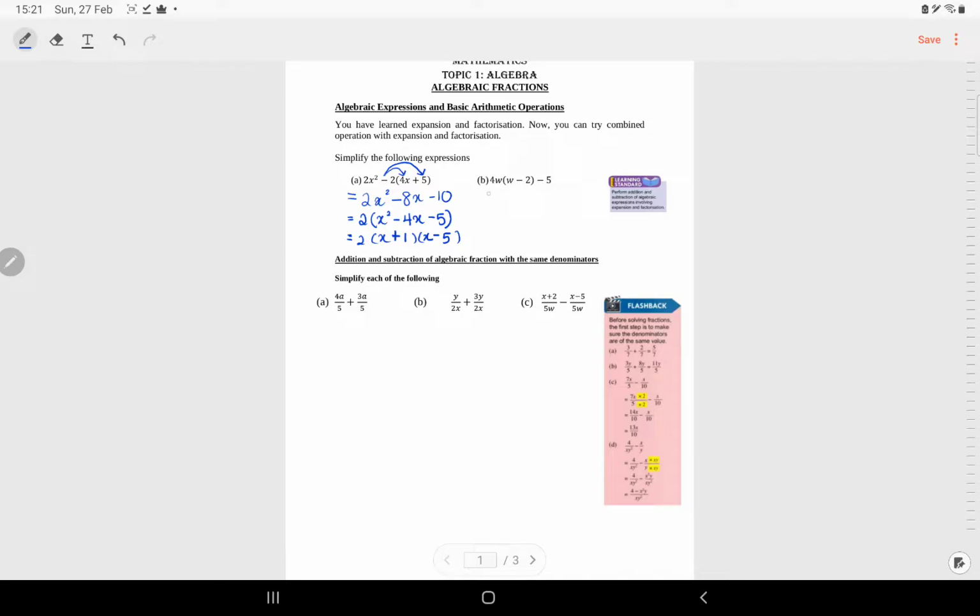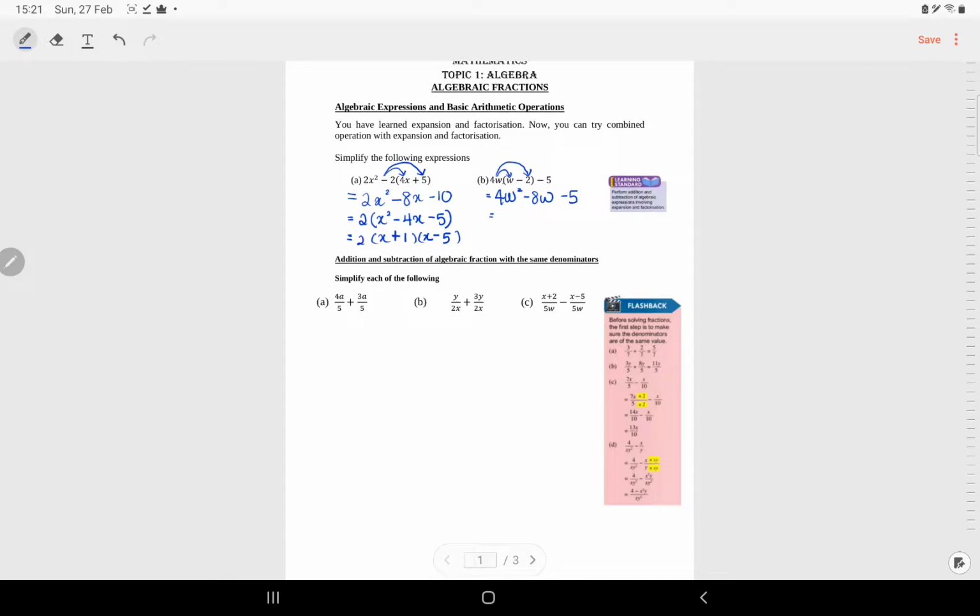Let's have a look at the next one here. We have 4w in bracket w minus 2. Same thing. First things first, what we do is we expand it, because notice that here is multiplication. Alright, 4w in bracket w minus 2, that is a multiplication. So we get 4w squared minus 8w minus 5.